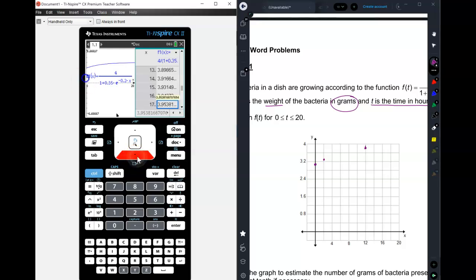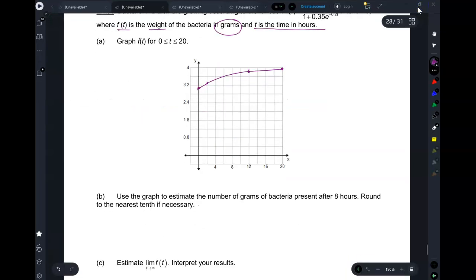Always put in the first point, 0, and the last point at 20, which is at 3.97. So always have the two endpoints and then put a few in between so you can draw an accurate graph like this. Of course, you have to label your axes. This is time in hours, and this is weight in grams. On a graph, you should have those labeled if you want full points.